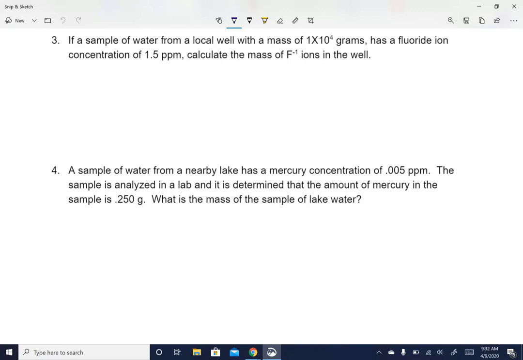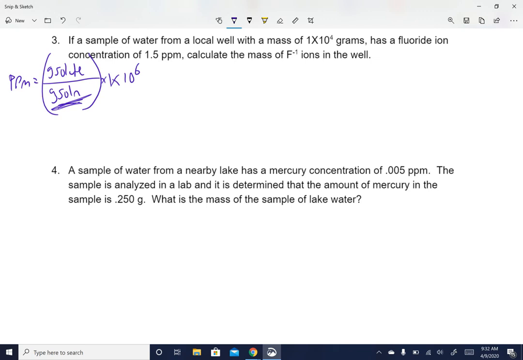All right, so a sample of water from, and again here, I'll put it over here. ppm equals grams of solute over grams of solution times a million. If a sample of water from a local well has a mass of 1 times 10 to the fourth grams, so the water sample has a mass, that's the entire solution. It has a fluoride concentration of 1.5 parts per million.